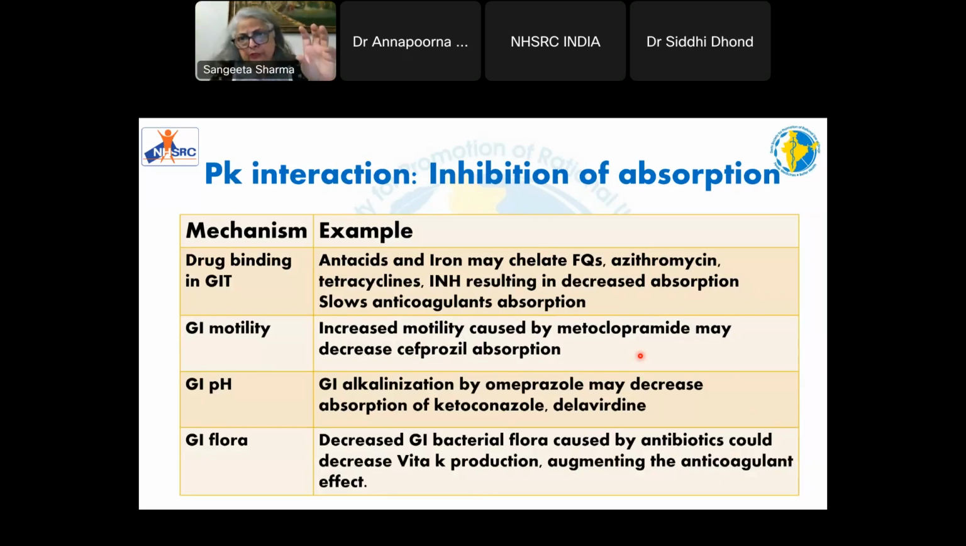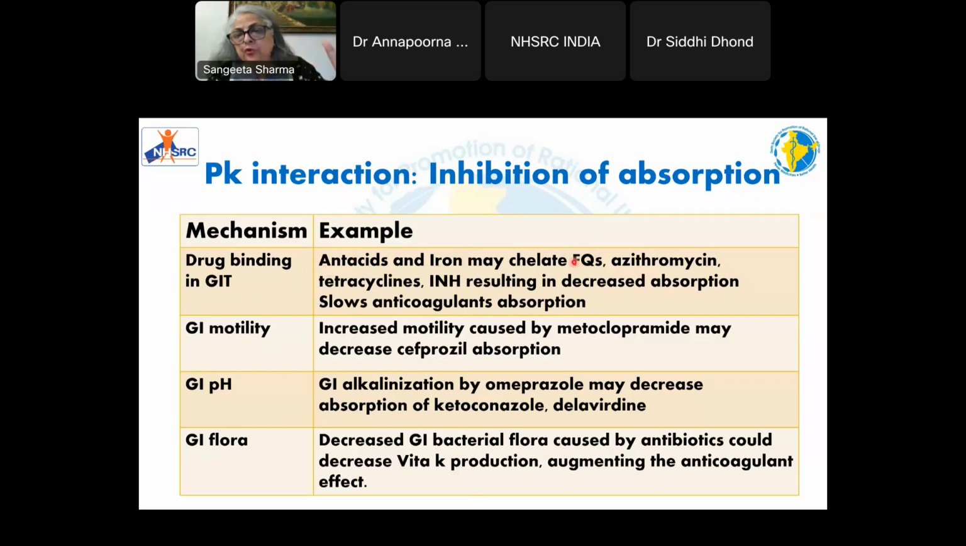Now, the GI tract is the most important site where inhibition of absorption can happen. Either the drug may bind in the GIT, it may affect the motility of the GI tract, or it may alter the pH, or it may alter the GI flora. So any of these four mechanisms can happen and inhibit the absorption. The most common examples, the commonly administered drugs, are antacids and iron. Both antacids and iron may chelate with fluoroquinolones. So don't give them together.